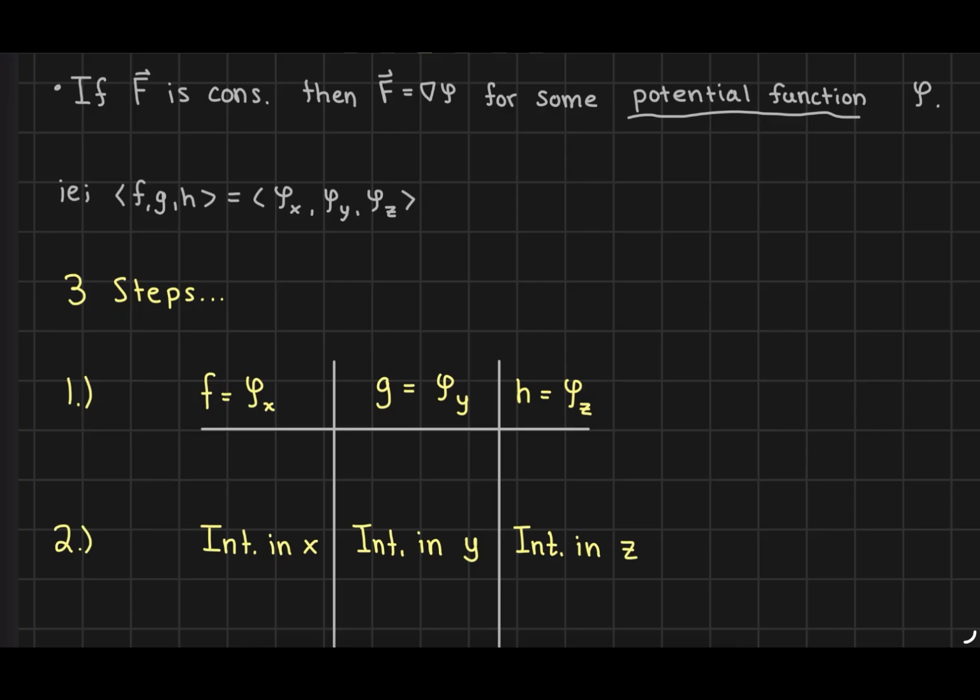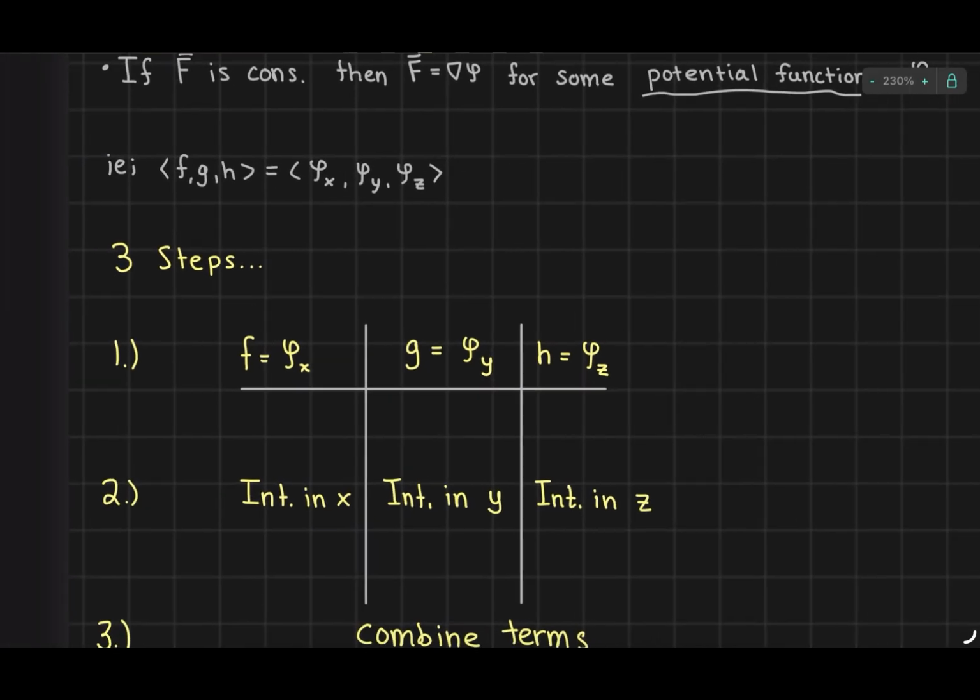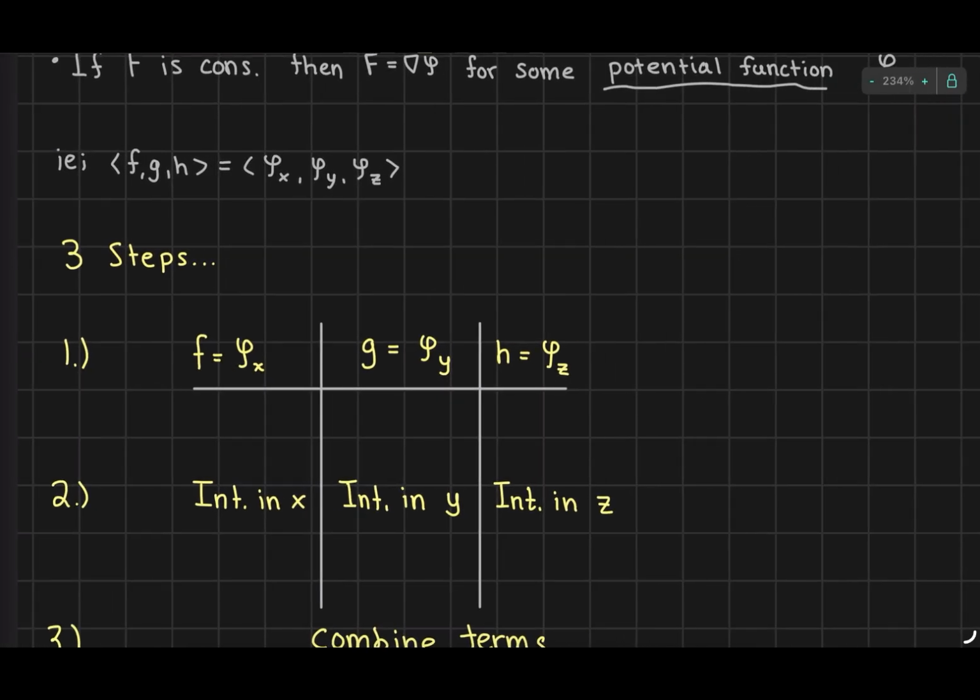So we can observe that our x component of our vector field is equal to lowercase f, and our x component of our gradient of phi is equal to phi sub x. Therefore, we just set them equal to each other, and we're going to be doing that across the board. So we're going to have our y component of our vector field and the y component of our gradient of phi equal to each other here, and exact same for our z component. So that's step 1.